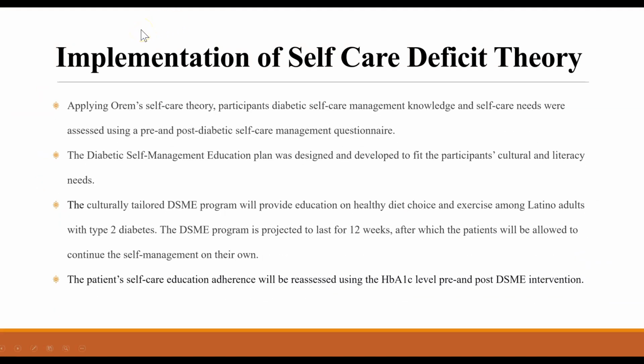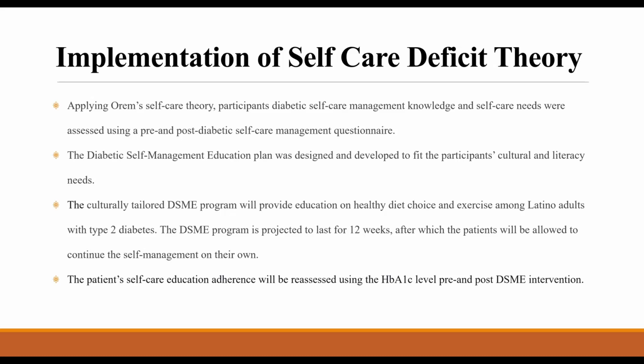Implementation of the theory of self-care deficit. In applying Orem's self-care deficit theory in my CSP, the participants' diabetic self-care management knowledge and self-care needs were assessed using a pre- and post-diabetic self-care management questionnaire.